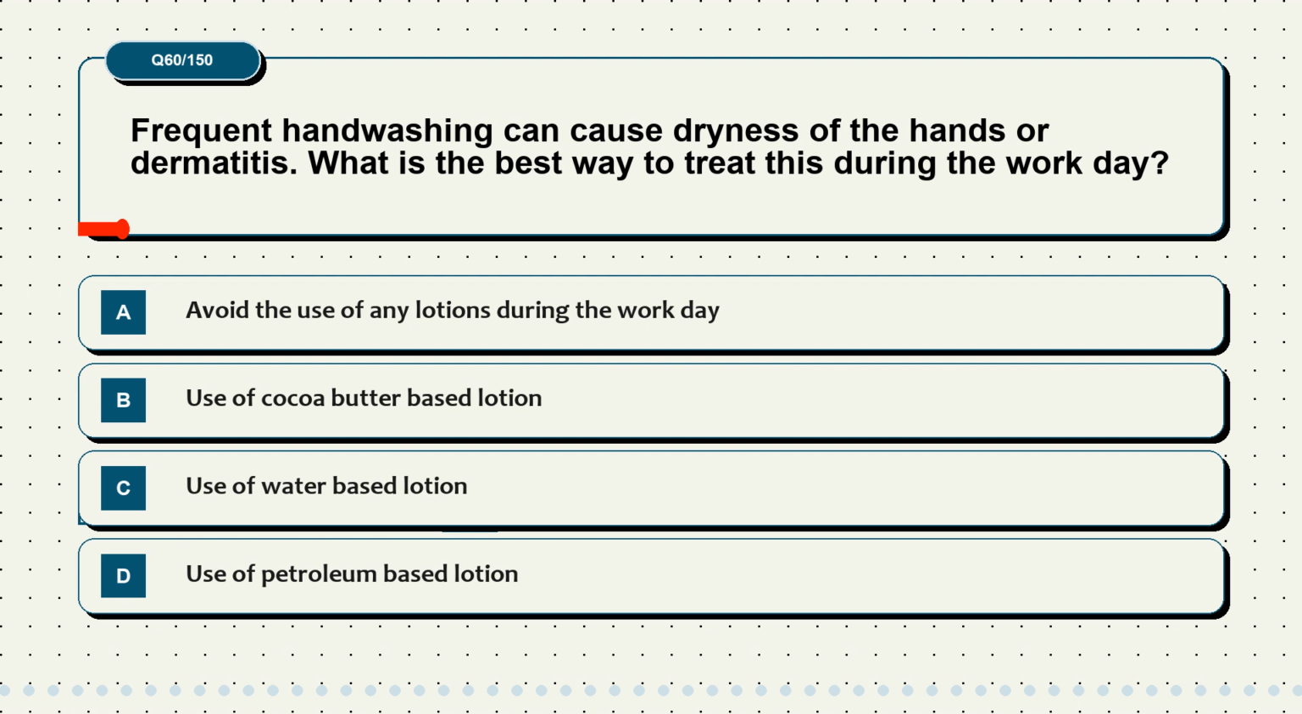Question 60. Frequent hand washing can cause dryness of the hands or dermatitis. What is the best way to treat this during the workday? Here are the options. Option A, avoid the use of any lotions during the workday. Option B, use of cocoa butter-based lotion. Option C, use of water-based lotion. Option D, use of petroleum-based lotion.